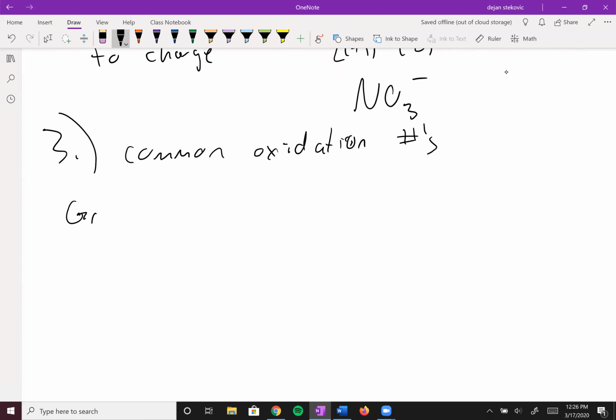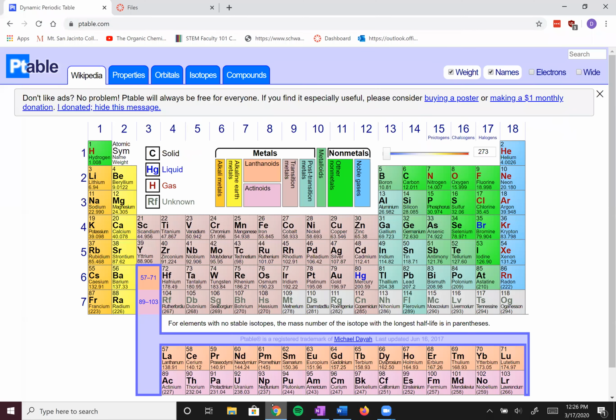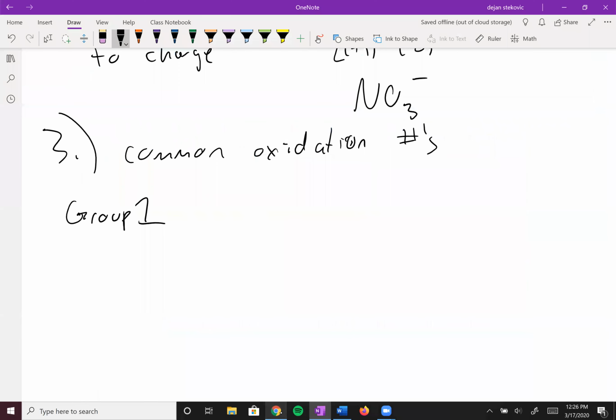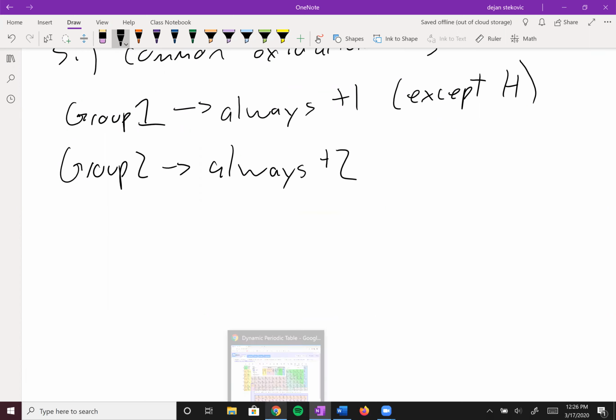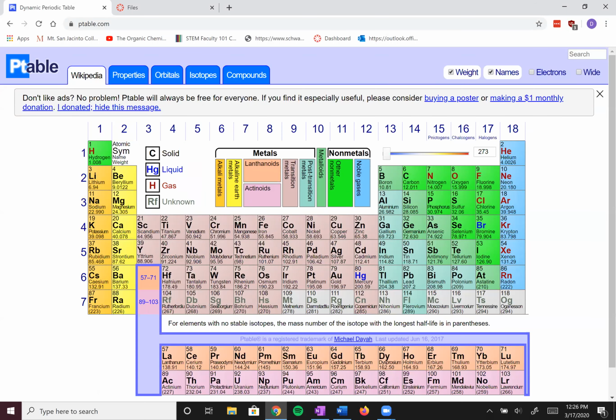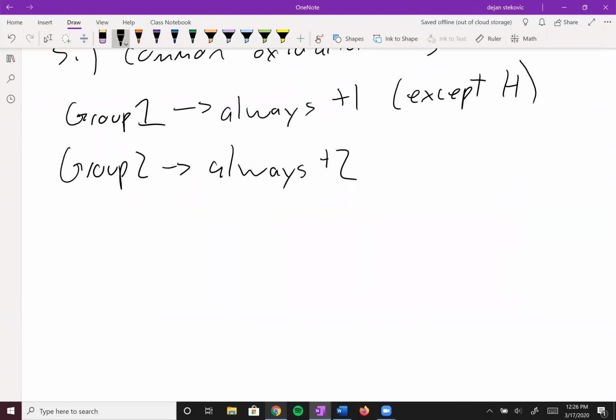Right, so anything in group 1. So for example, hydrogen, lithium, sodium, potassium, cesium, all that kind of stuff. Hydrogen's a bit of an exception. Group 1 will be always +1, and the exception there is hydrogen. Hydrogen, we'll see later on, can have a variable charge. Another thing we know is group 2 is always +2. Right, so that's your beryllium, magnesium, calcium, strontium, barium, that kind of thing. They're always going to be +2. And then finally, we know that aluminum is always going to be +3.